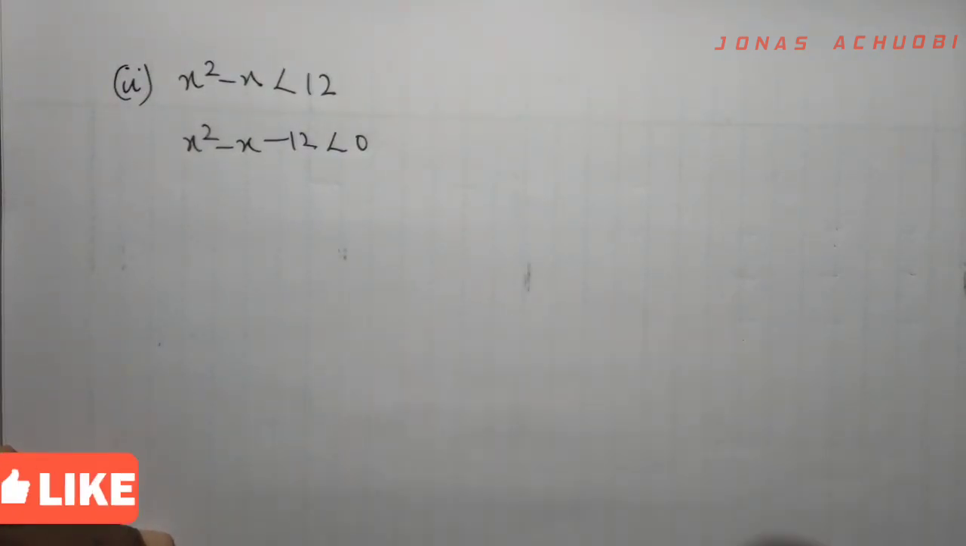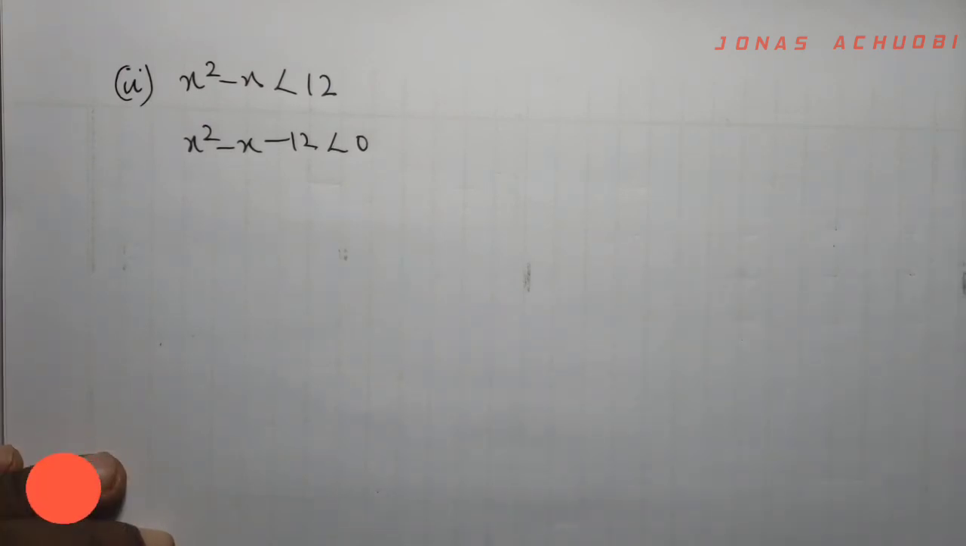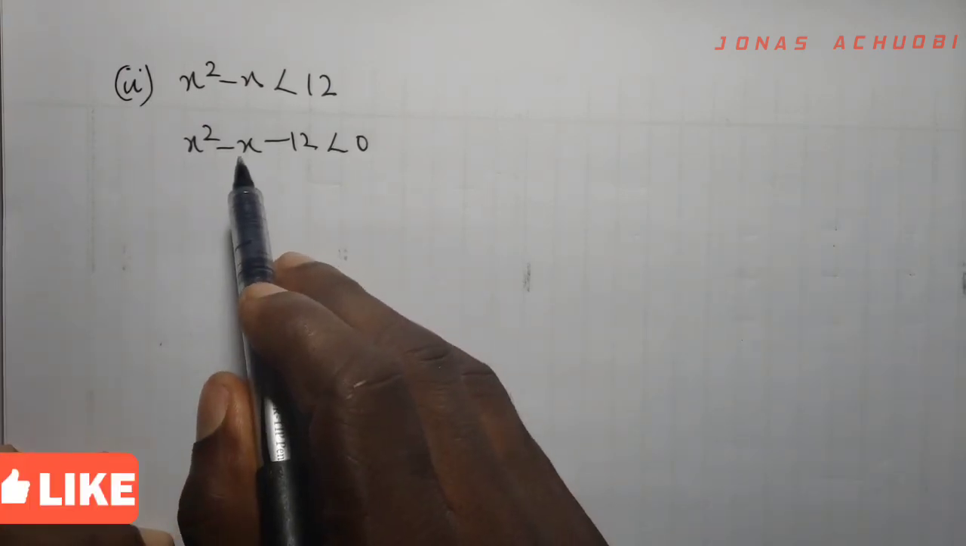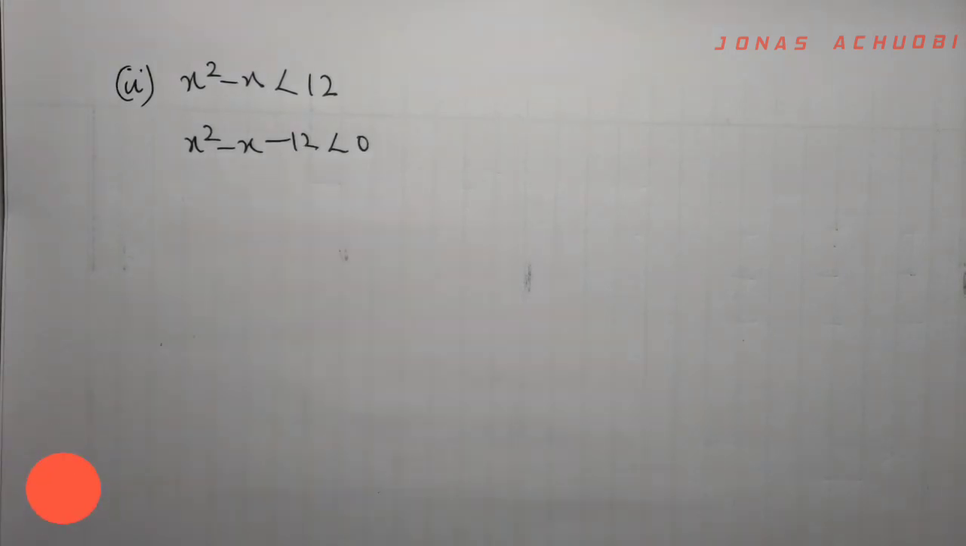Step 2 says we should factorize if possible. So we check. Are there two values that can be added to get minus 1 and multiplied to get minus 12? You think for a second.